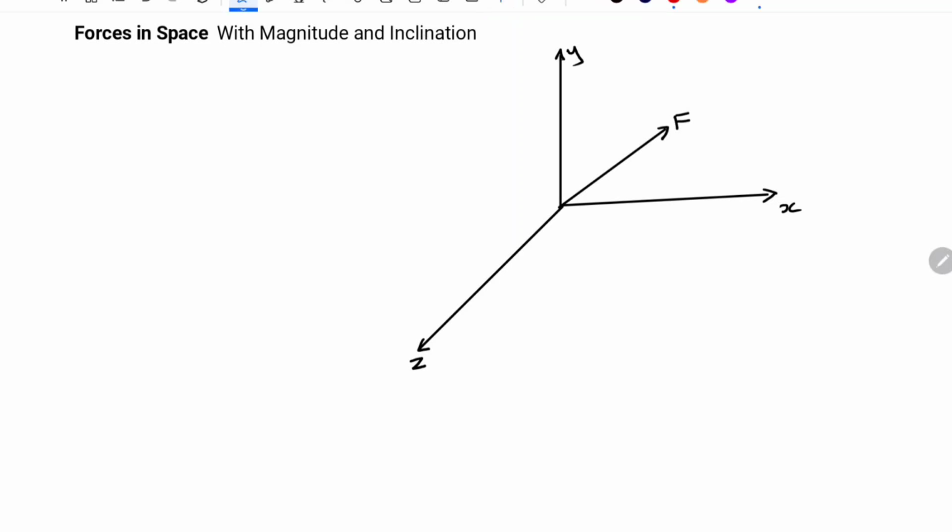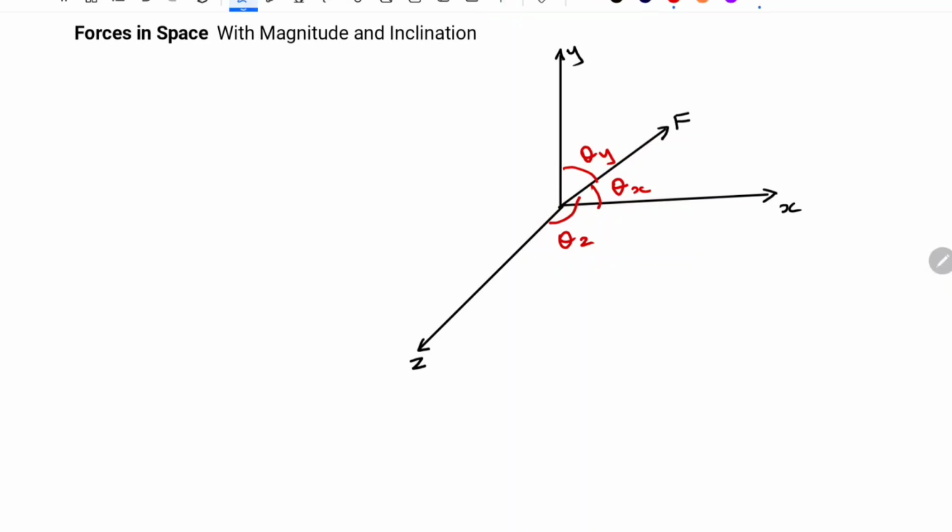So here, a force will be given and three coordinate axes will be there: x, y and z. The force is an inclined one and it is inclined to all three axes. So let me consider delta x from the x-axis, delta y from the y-axis and delta z from the z-axis. In this type of problems, the force with its magnitude and the directions, that is the inclinations delta x, delta y and delta z from each axis, will be given.